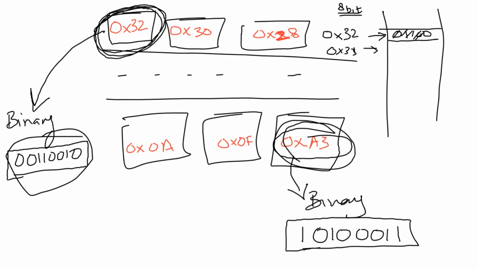Okay. But if you have a 32-bit address, then how many hex digits would there be? For each hex digit, this is 4 bits. Yes, 8. So the same case is here. Look at this.